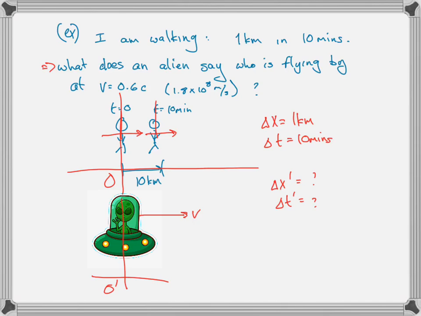At t equals 10 minutes, where is the alien? I am 1 kilometer along the road. Where's the alien in 10 minutes? Just FYI, the alien is way, way out here because the alien is traveling at 0.6c. So in 10 minutes, the alien is far, far away. So what is my position relative to the alien, delta x prime, going to be? I'm going to be behind the alien by a long way. So delta x prime should be a large negative number, right? Because the alien is way in front of me.